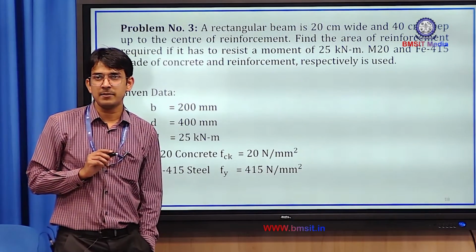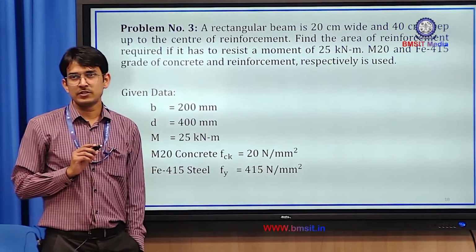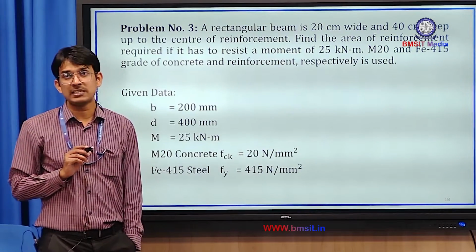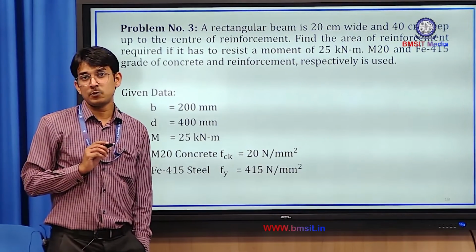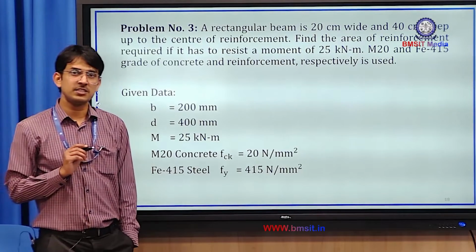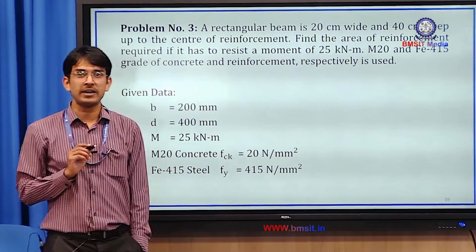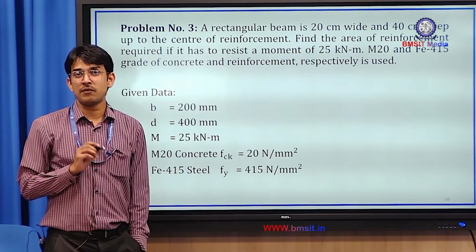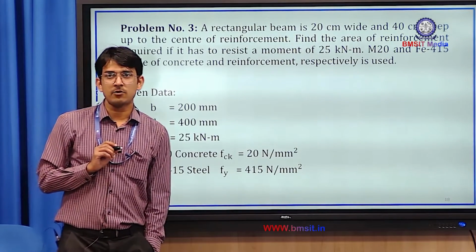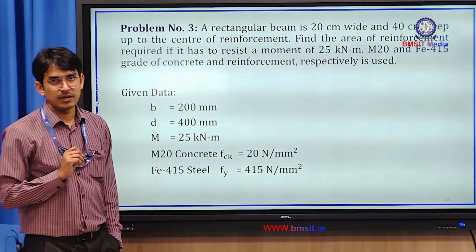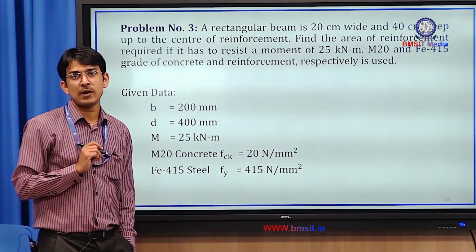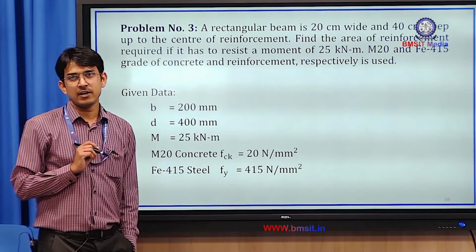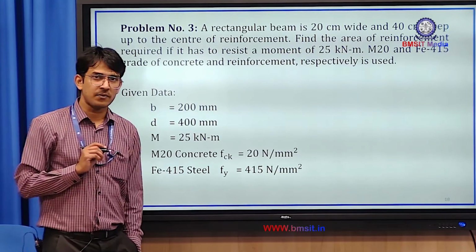20 centimeter wide means 200 mm width, and 40 centimeter deep up to the center of the reinforcement. Up to the center of the reinforcement means this 400 mm is not the overall depth, it is the effective depth. We have to calculate the area of reinforcement, and the moment given to us is 25 kilonewton meter. Grade of the material is M20 and Fe415.